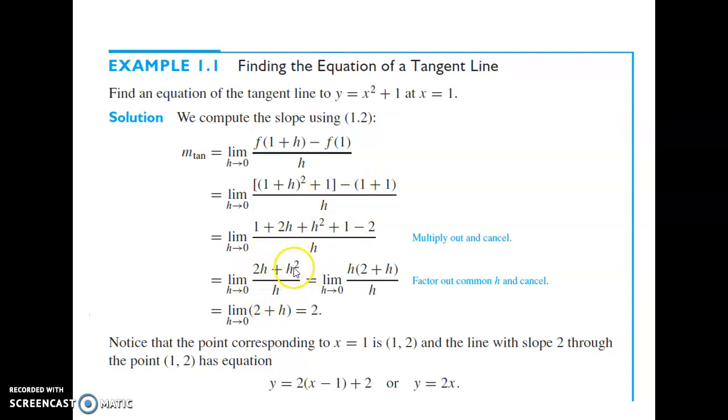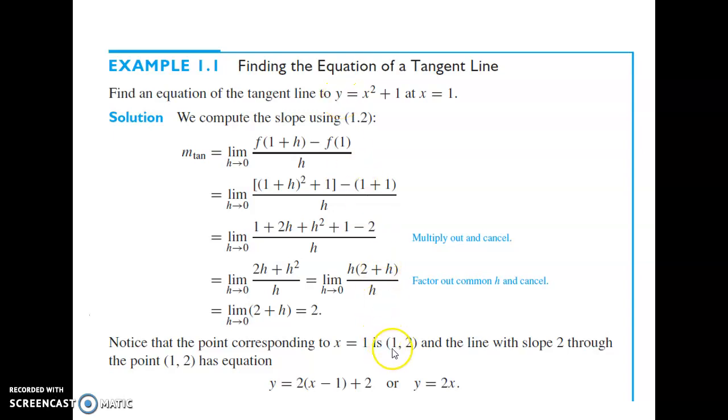Then I can take h common here, and cancel, and I get this. Then I find the limit of this, remembering h tending to 0. The only difference here is that instead of x tending to 0, here you have h tending to 0, which means there is no denominator, so I put h equal to 0. Then I get 2. So this is the slope of the tangent at this point. Now I will find the equation of the tangent. This is only the x coordinate, so I put x equal to 1 in this to get the y coordinate.